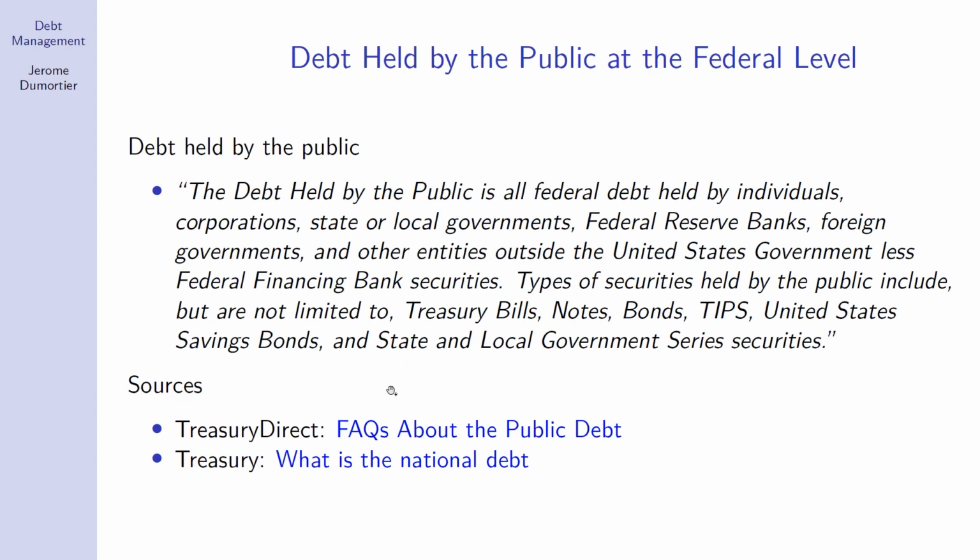Now, there's the so-called debt held by the public, in the sense of who actually owns the debt that the federal government has accumulated over the years. Note that the debt can be held by individuals, by corporations, by state and local governments, as well as the Federal Reserve System. But of course, the US debt could also be held by foreign governments or other entities outside of the United States.